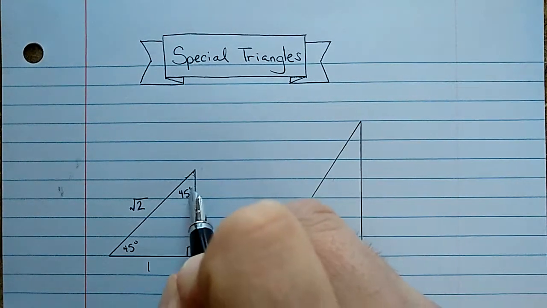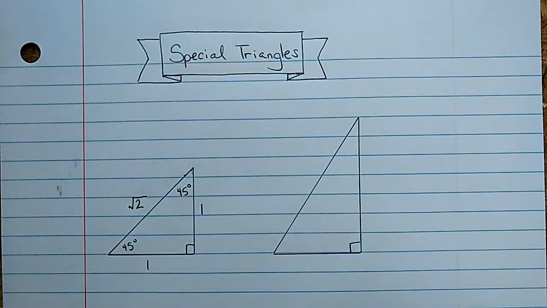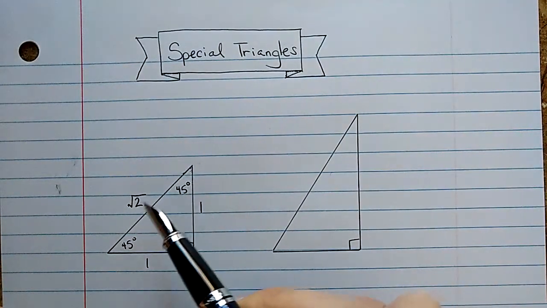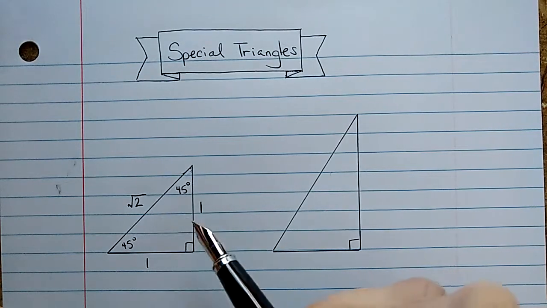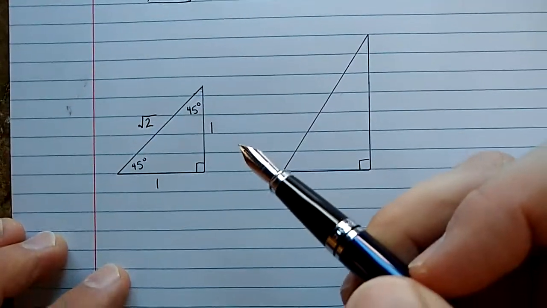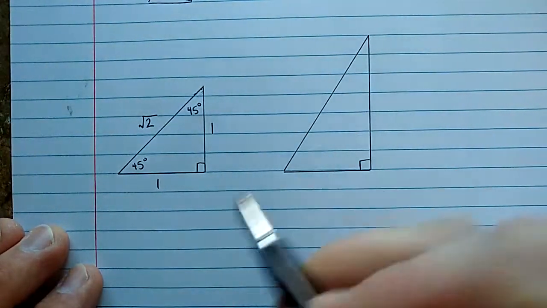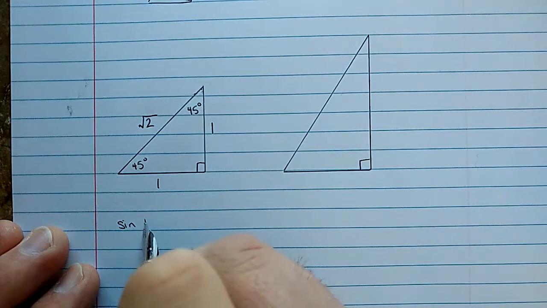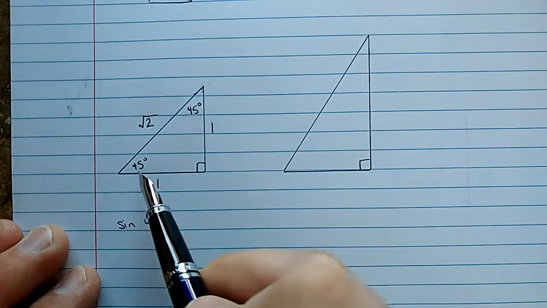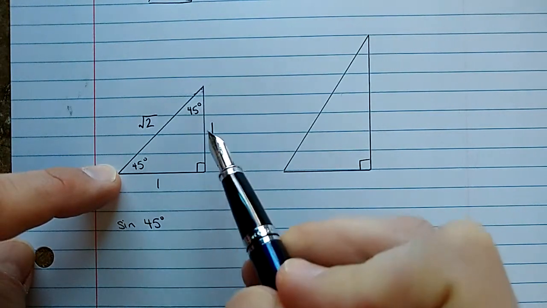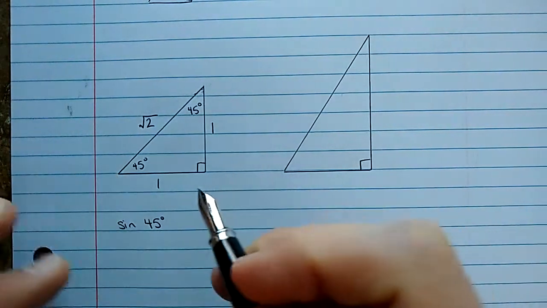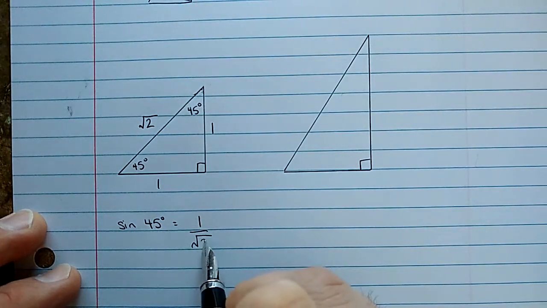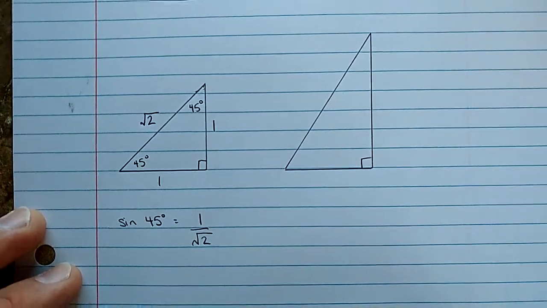So the reason we have this is if you want to calculate the sine, cosine, or tangent of 45 degrees, you can use this triangle as a quick memory aid for doing that. So let's do that right now, and then we'll go on to the other triangle. So the sine of 45 degrees, using this one as a reference angle, opposite divided by the hypotenuse, is 1 divided by the square root of 2.